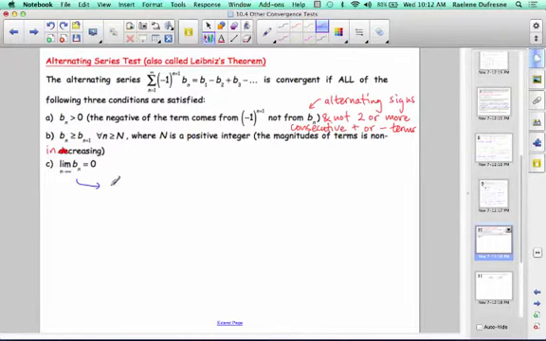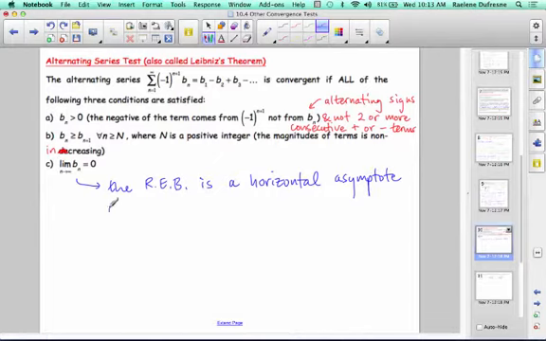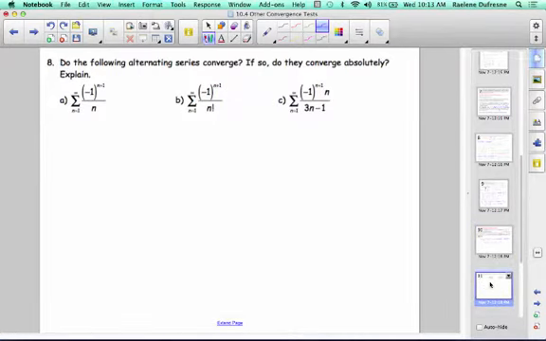So this is saying that the right-end behavior is a horizontal asymptote for functions f of n equal to b sub n, of y equal to 0. So if we have a horizontal asymptote, the terms are not increasing, and the terms are alternating in sign, then the alternating series converges. So now let's apply the test in number 8.